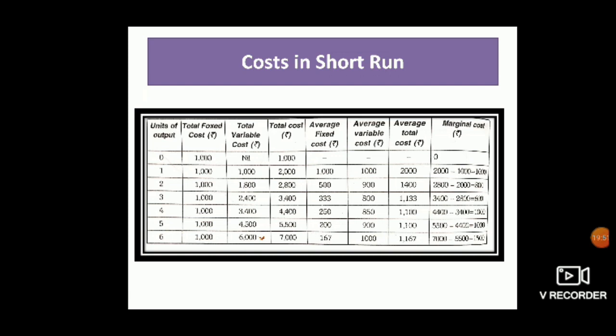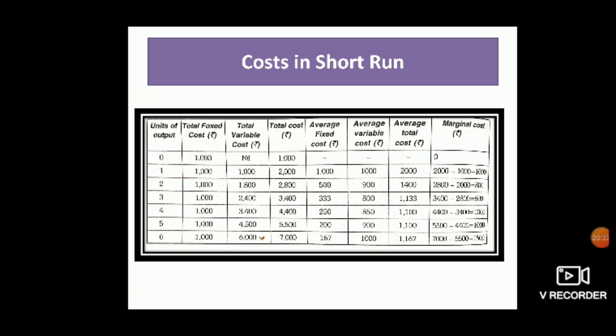Total fixed cost is always the same, irrespective of the number of units produced. When the production is 0, the fixed cost is 1000, and when production reaches 20, 60, 80, the total fixed cost will be the same. But total variable cost varies as per the production. In the next row you can see total cost. Total cost is the sum of total fixed cost and total variable cost.